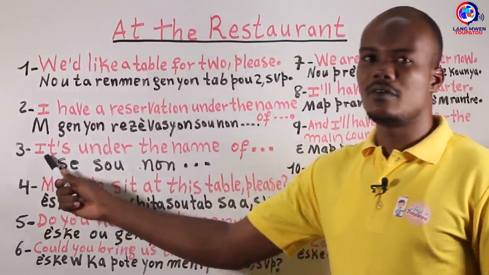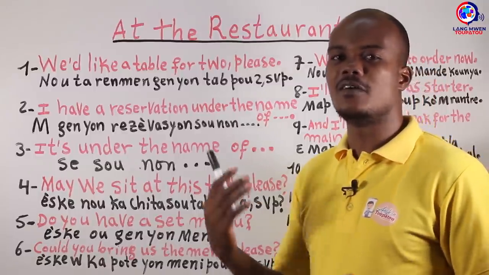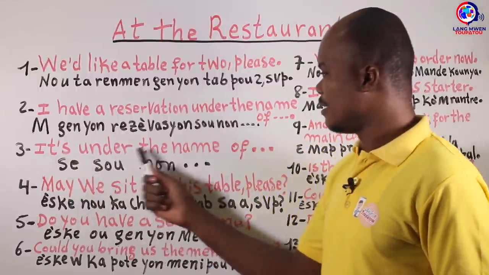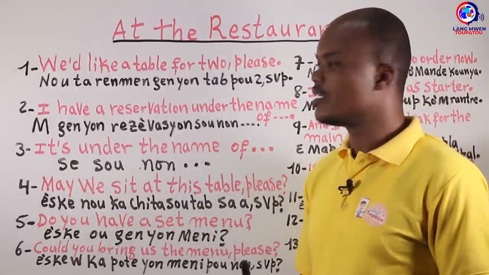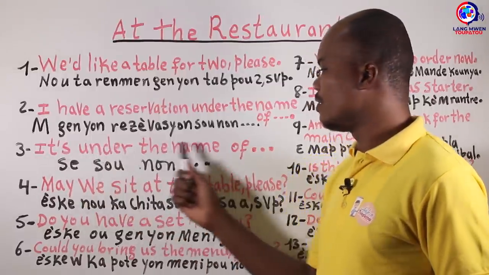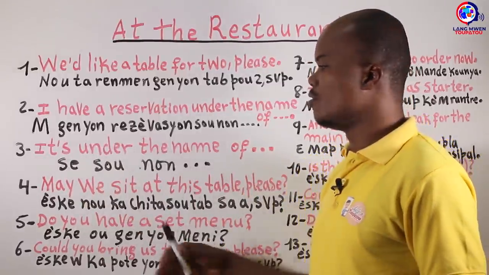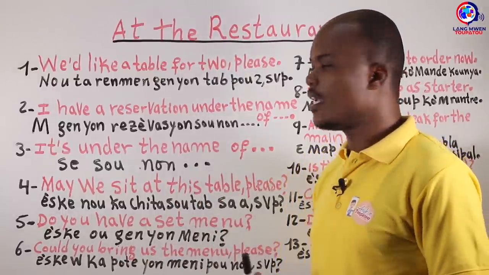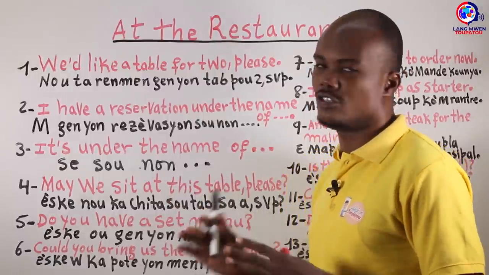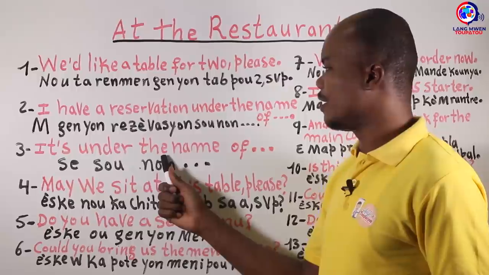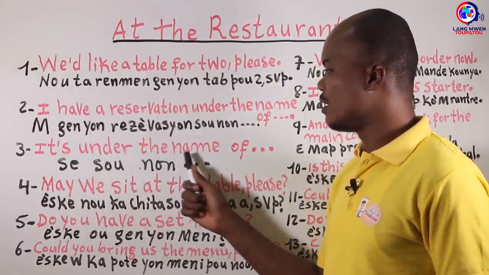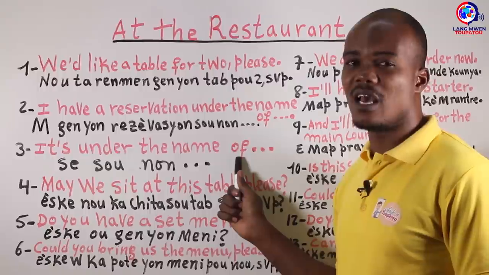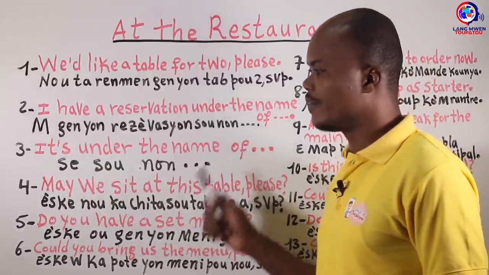And the second way you can say that you had a reservation, you can say, it's under the name of. It's under the name of Jude. I have a reservation here. It's under the name of Jude. Okay, you say, it's under the name, not the name, it's the name of. It's not av, it's of. It's under the name of.